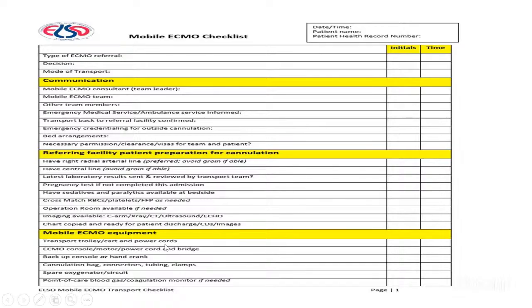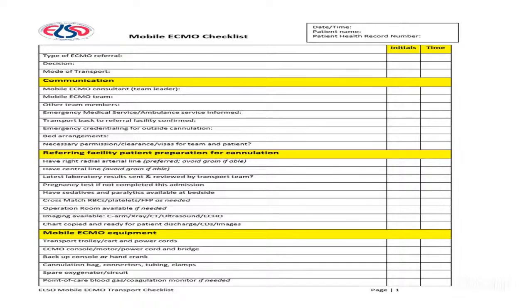preparation becomes good. And when you are transporting, whether the trolley cart is there, console, power cord, bridge, all those things we need to see. And it is always important to understand that it is better to have a spare oxygenator circuit. If your patient is having pulmonary thromboembolism, there might be sudden flooding of your circuit and your oxygenator with clots. In that scenario you may not be able to run the ECMO efficiently, so you may need another oxygenator, and another circuit also.